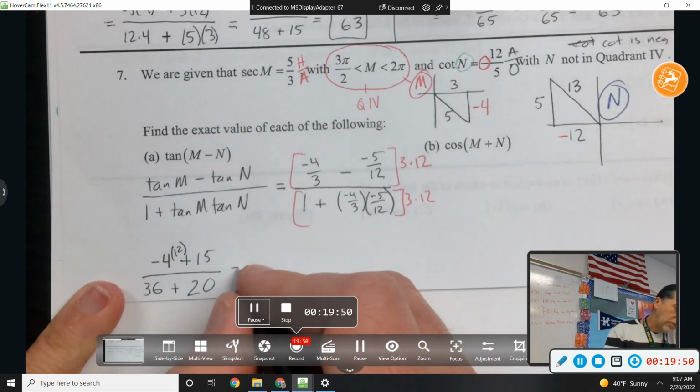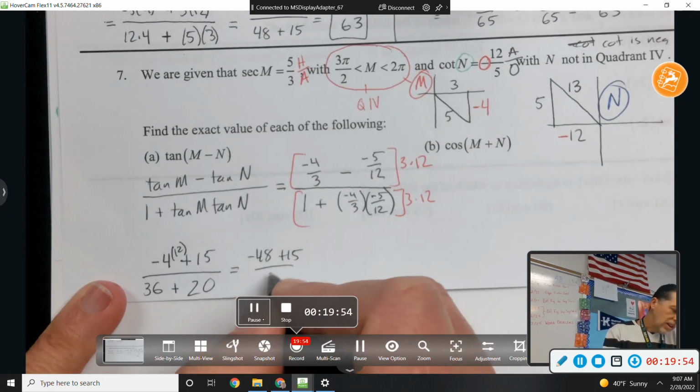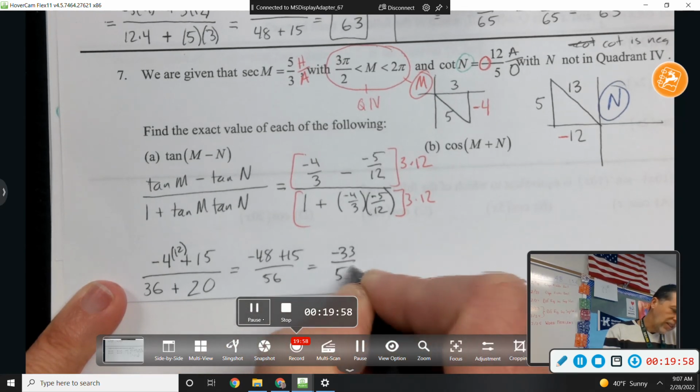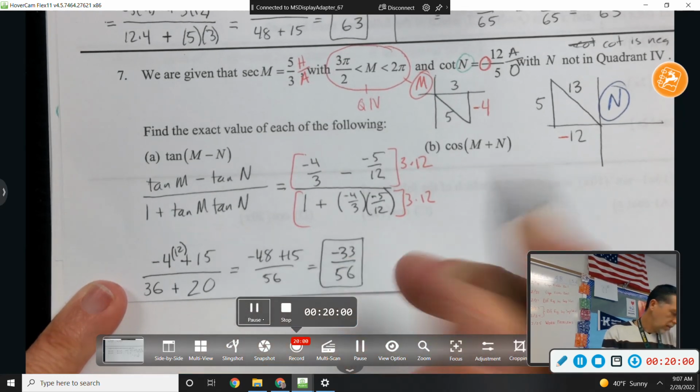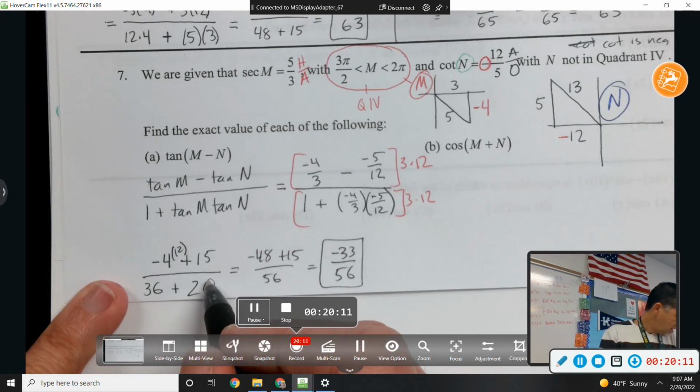Again, I'm really just worried about the algebra on these problems. So negative 33 over 56. Wait a minute. What did I do wrong? Oh, the key is wrong that I'm looking at. Yeah, I'm good.